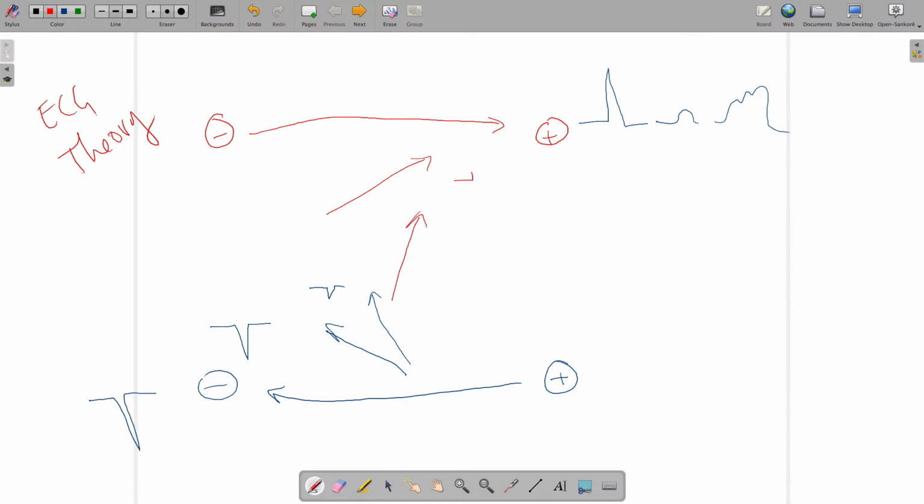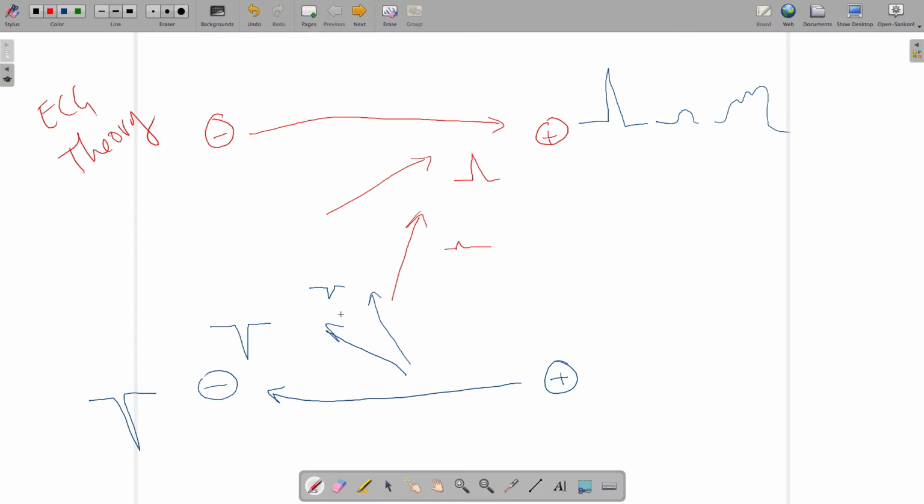Here we might have a positive deflection, looks like this. It's a little bit less than this one. And then for this guy here, it'll be even less, but it'll still be a positive deflection. So all these that travel in the direction of positive will get a positive deflection. Anything that moves away from positive, or towards negative electrodes, is going to produce a negative deflection on the EKG.